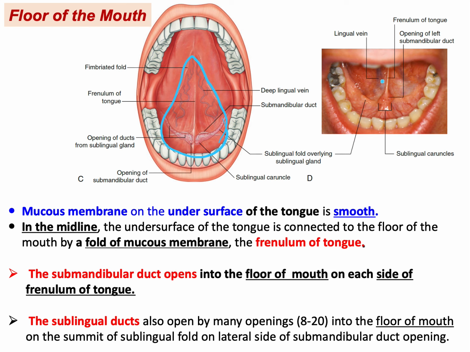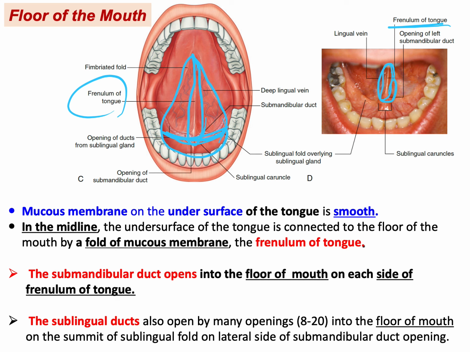When you look here in the midline, you will see a fold of mucous membrane that connects the floor of the mouth to the ventral surface of the tongue. This fold of mucous membrane is known as the frenulum of the tongue. So this is the frenulum of the tongue.